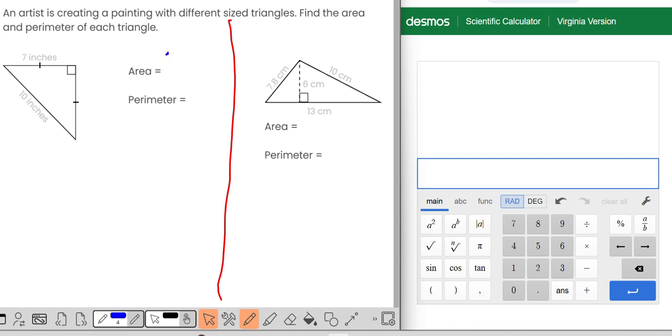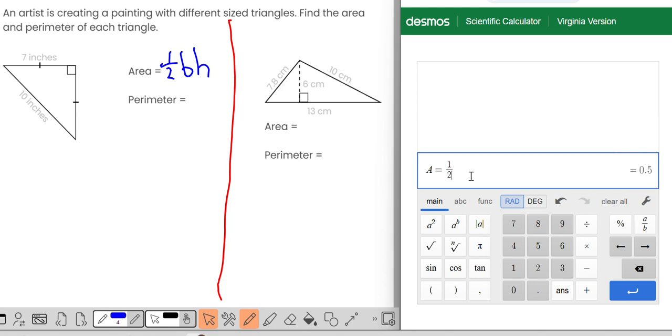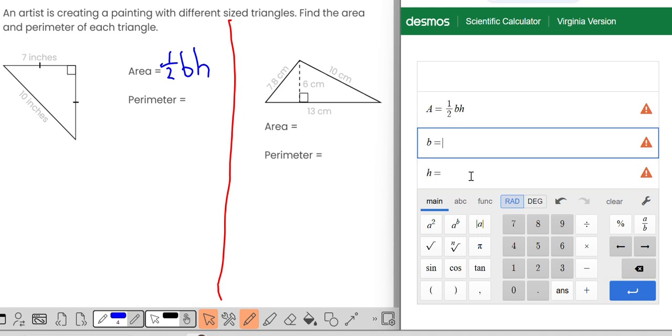All right, so we know the formula for finding the area of a triangle is 1/2 base times height. So I'm going to show you in the calculator how I would do this. Okay, A equals, you don't need that part, but I put it in so that I know what I'm working with. Okay, 1/2, come outside, base times height. All right, my next line is my base. So let's go back. I'll put my height there too, because I know we're going to have to find that.